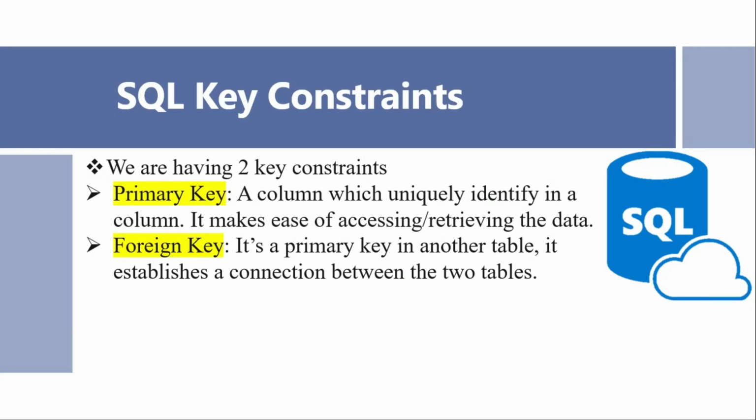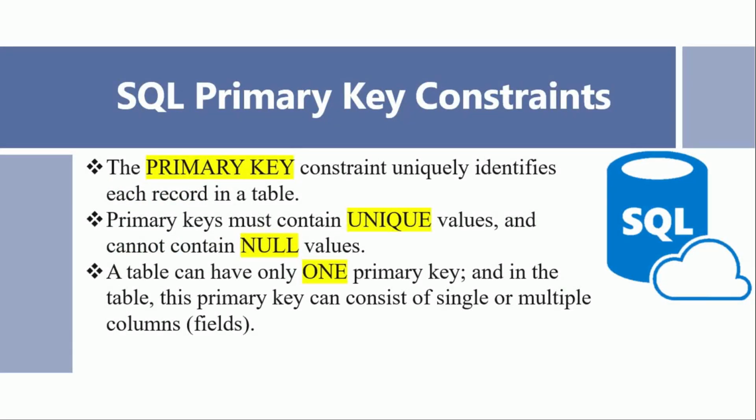And a foreign key is a primary key in another table. It establishes the relationship between the tables in the database, but not between two different databases. As I said, the primary key uniquely identifies rows in the table. It is the combination of unique and not null constraints. However, a table can have only one primary key.